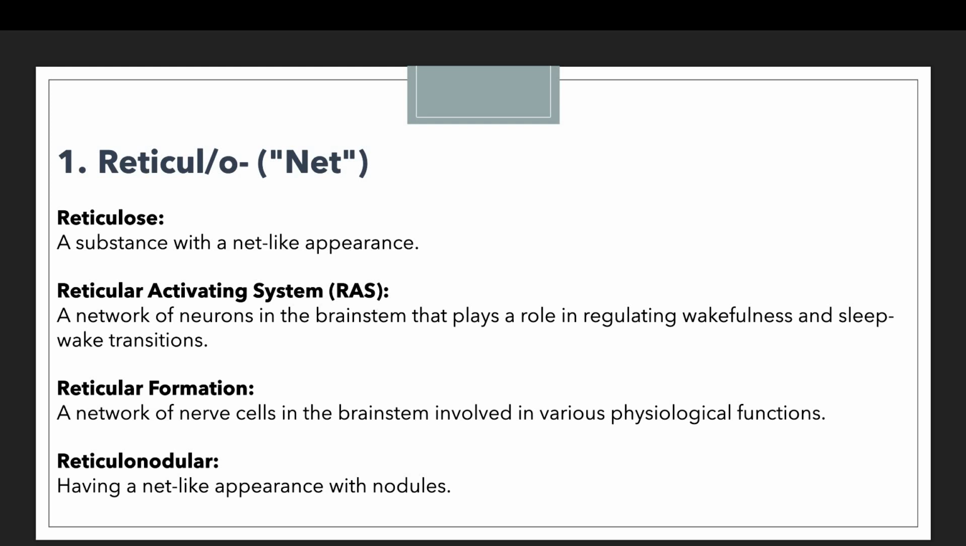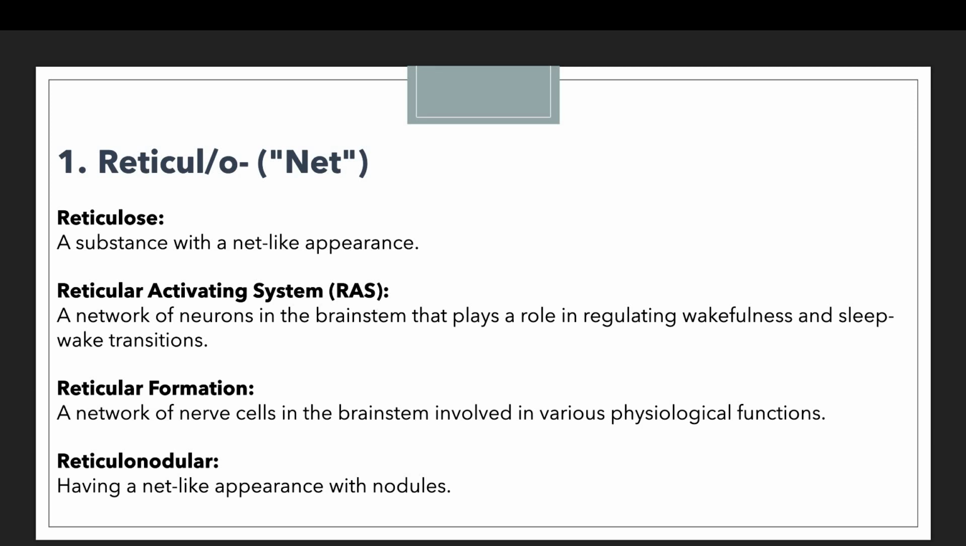First example is reticulose, which is a substance with a net-like appearance. Whenever you want to showcase something as a substance with a net-like appearance, then we will use the example reticulose. Got it? Then we have reticular activating system. Now, what is the reticular activating system? It is a network of neurons in the brainstem that plays a role in regulating wakefulness and sleep-wake transitions.